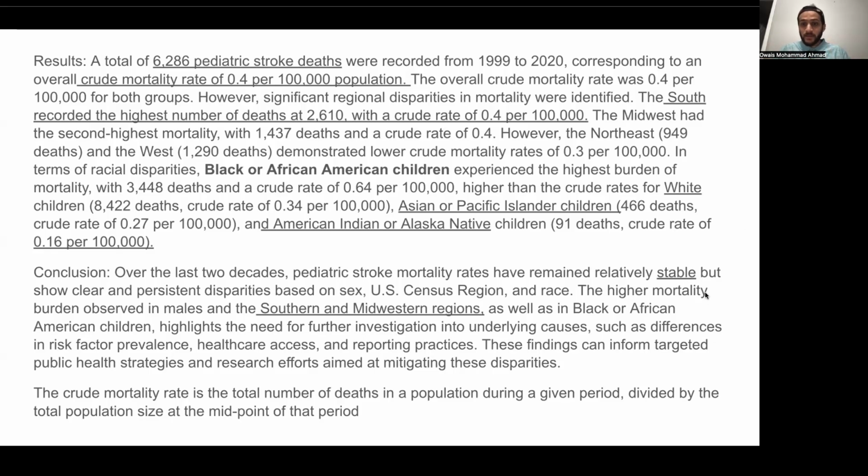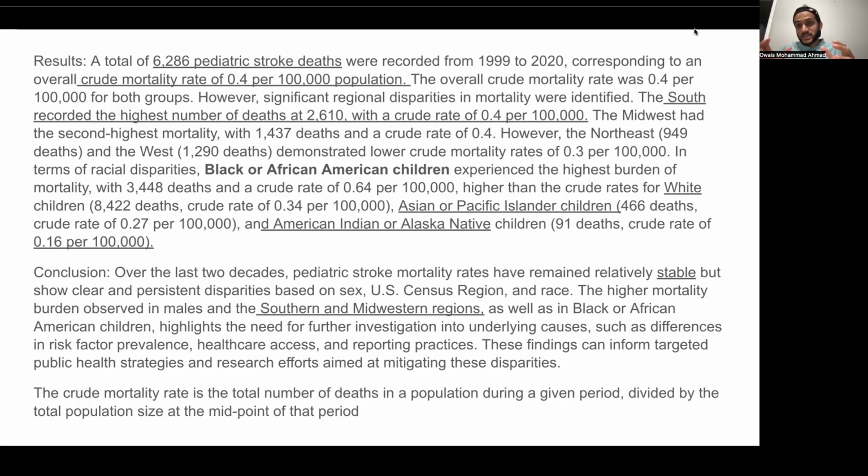So over the last 2 decades, pediatric stroke mortality rates have remained stable and shown persistent disparity based on sex, U.S. Census region, and race. The higher mortality rate is observed in males. It's seen in the southern and midwestern regions, as well as in the Black African American population. After that, I would say the second highest would be the whites, with a 0.34 mortality rate. Asian Pacific Islanders were maybe the third highest, and the least were American Indians or Alaska Natives. This highlights the need for further investigation into prevalence, health access, and reporting practices. These findings can inform targeted public health strategies aimed at mitigating these disparities.